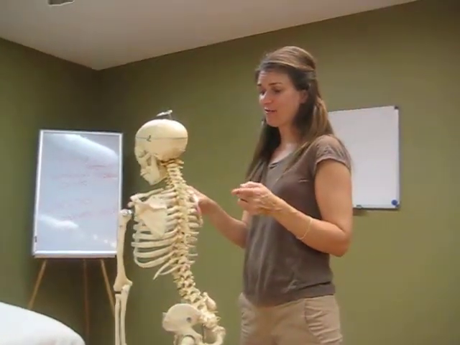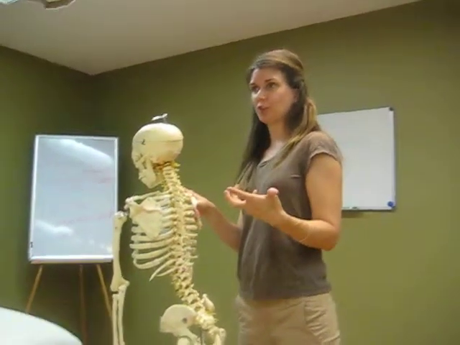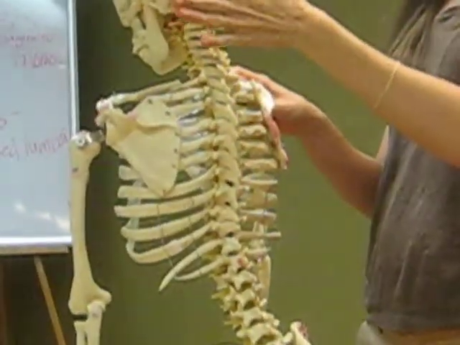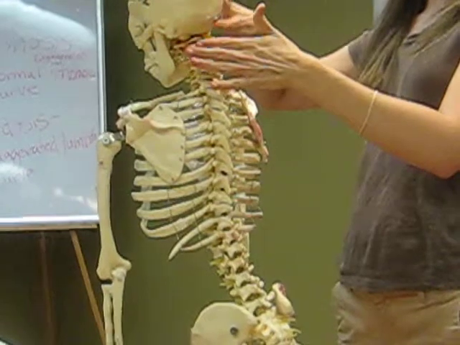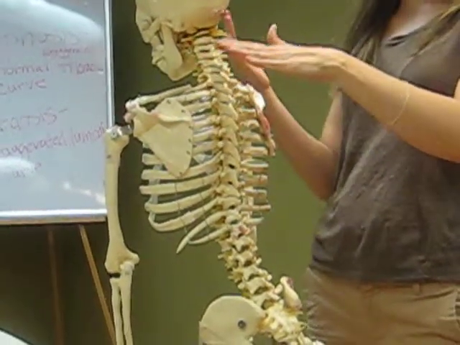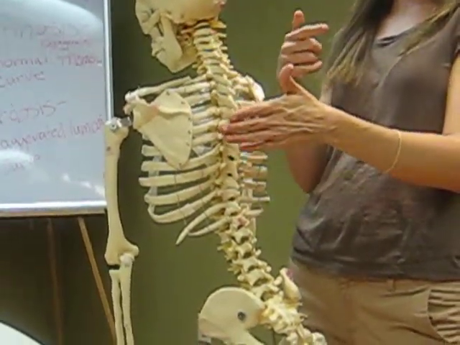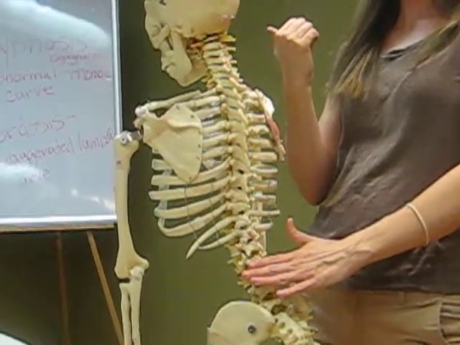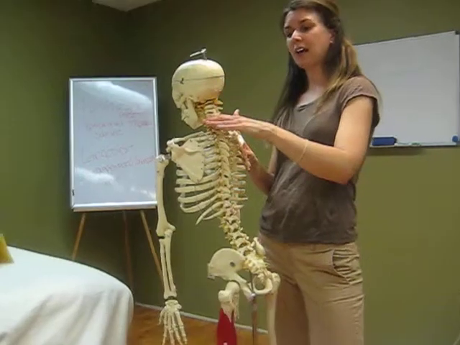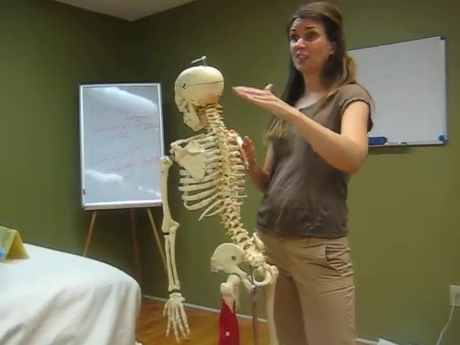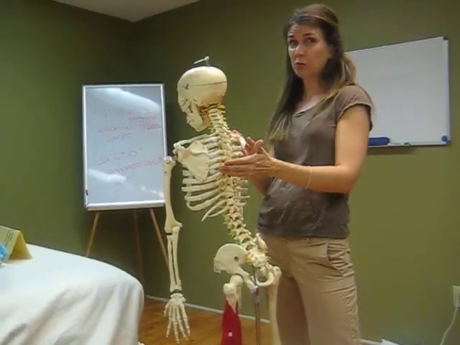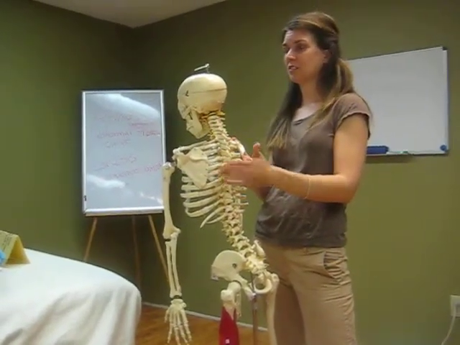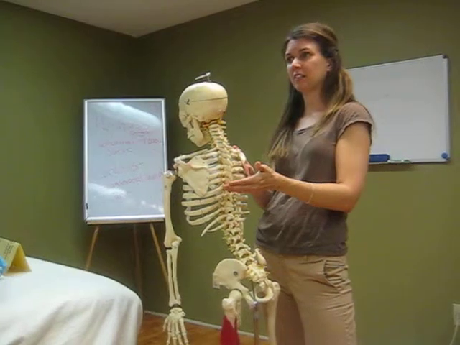We also have what's normal curvature of the spine. The cervical vertebrae have an anterior curvature towards the front of the body. The thoracic has a posterior curvature towards the back. Lumbar has an anterior curvature towards the front. If the thoracic curve is an exaggerated curve, too much of a curve, it's called kyphosis. You can think of it as like humpback.